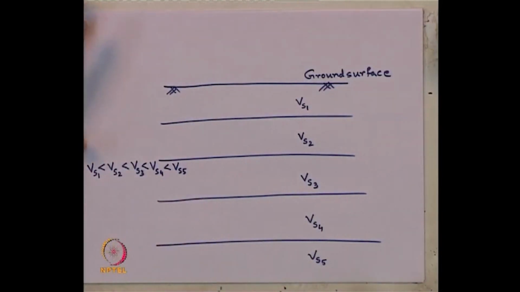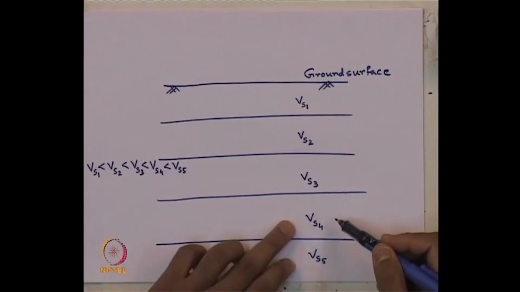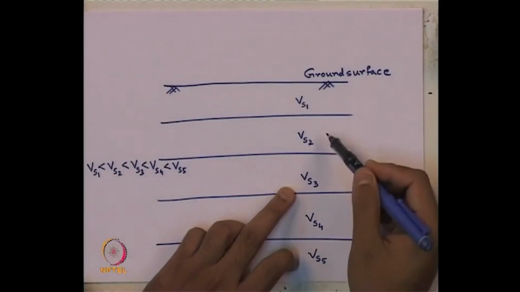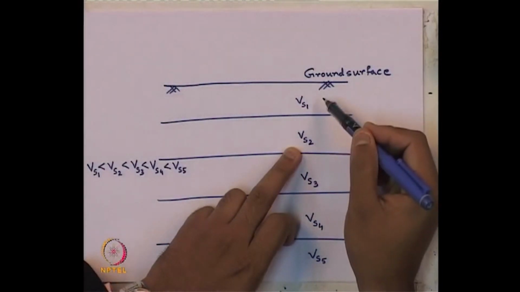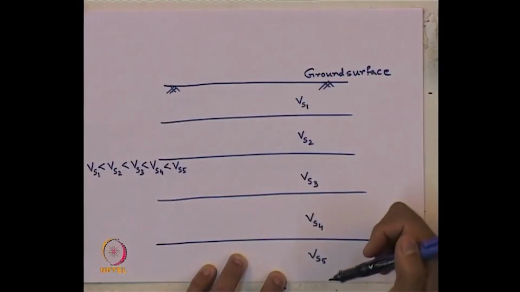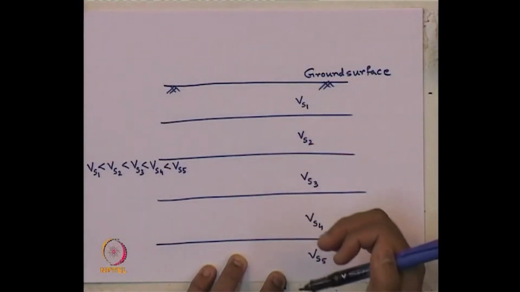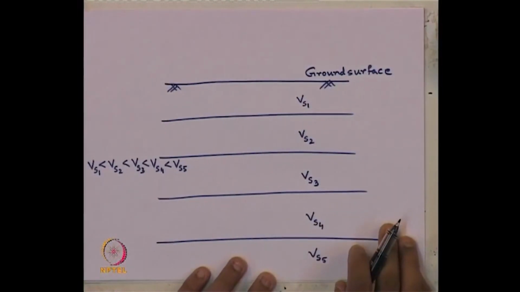What does it mean? This is a stiffer layer compared to this one, then this is a stiffer layer compared to this one, this is a stiffer layer compared to this one, and this is a stiffer layer compared to this one. So, as we are approaching towards the ground surface, the soil condition is becoming softer and softer. So, typically we are considering it like this.